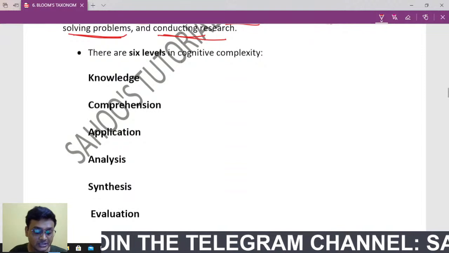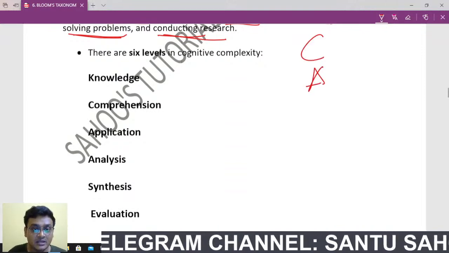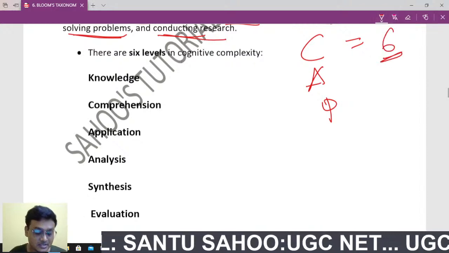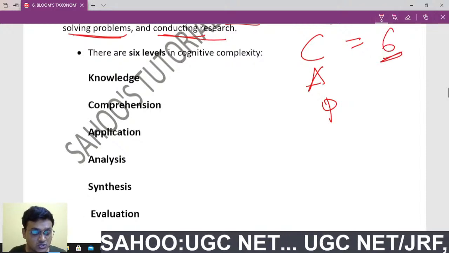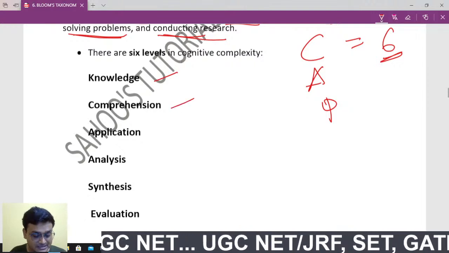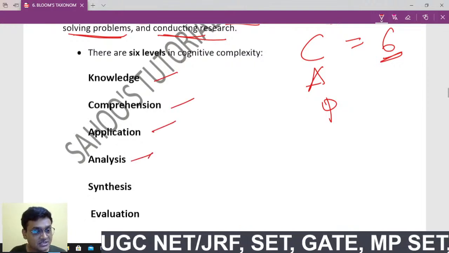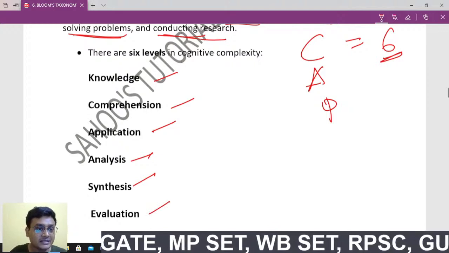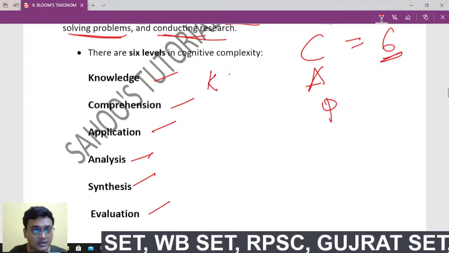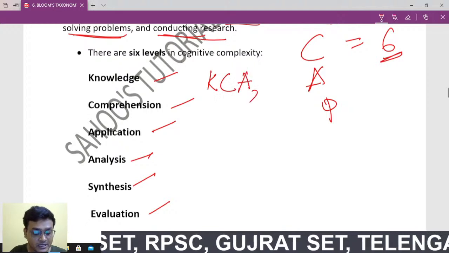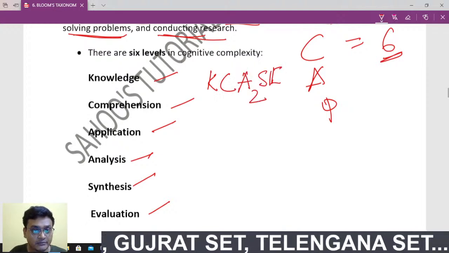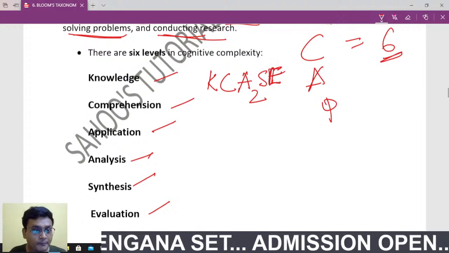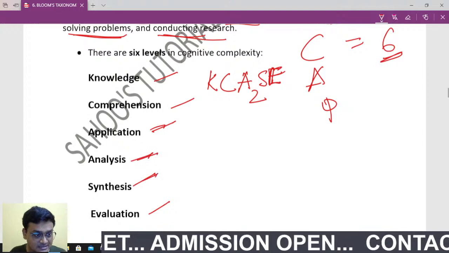The cognitive domain is also divided into 6 levels. Here: knowledge, comprehension, application, analysis, synthesis, evaluation. How will you remember? KC A2 SE. This is how you can remember the cognitive domain: knowledge, comprehension, application, analysis, synthesis, and evaluation.